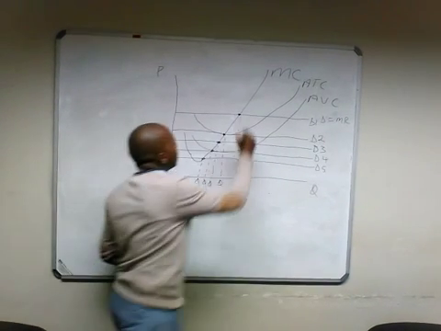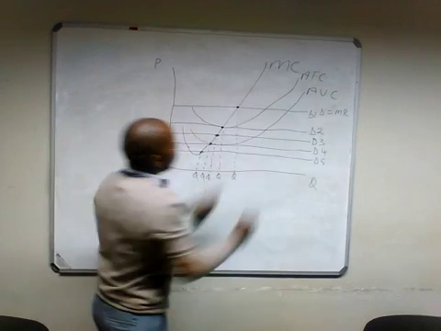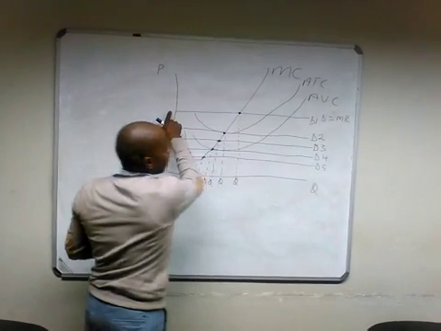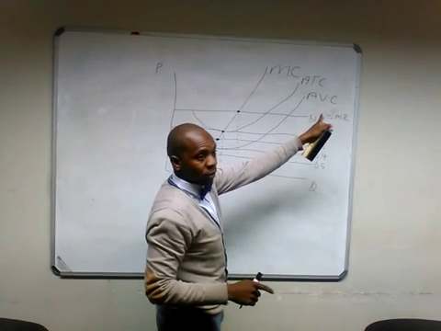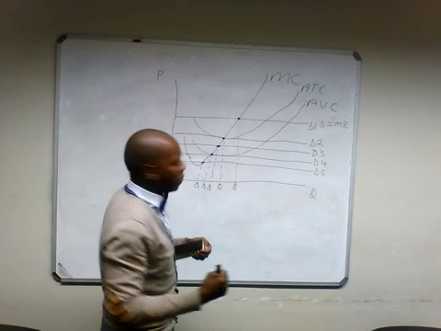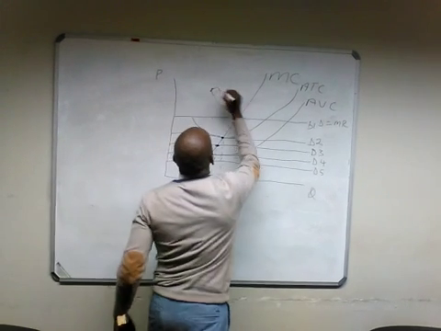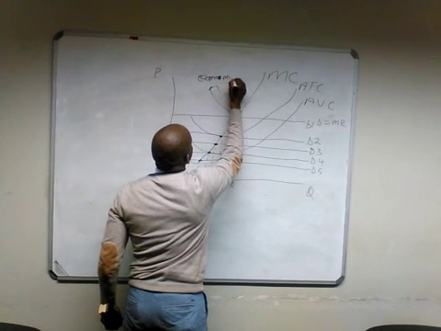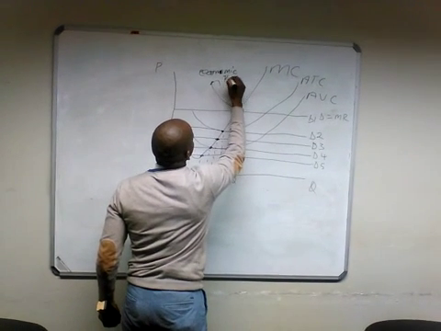So at this point, D1, when you look at the price, it is greater than the average total cost. So it means that these guys are making an economic profit. It's an economic profit.